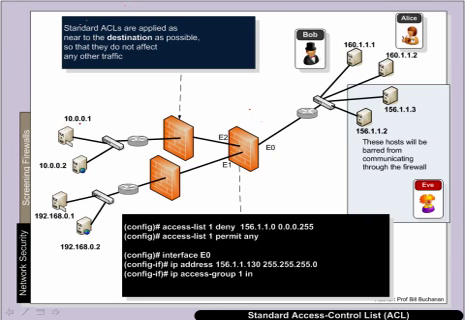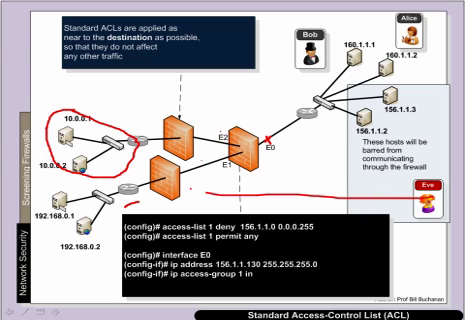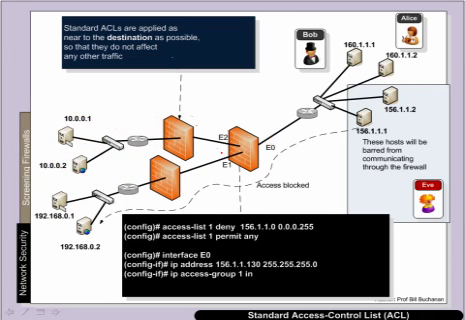Unfortunately, if we're trying to block Eve from this network, then applying it here would stop Eve getting access to this network over here. So if we only want to bar Eve from this network here, we would apply it as near to the destination as possible. In this case, we would apply the access list on this firewall. If we applied it here, then the access to this network would be blocked.